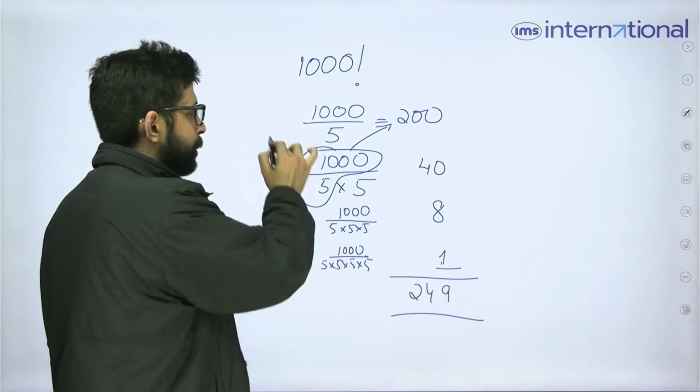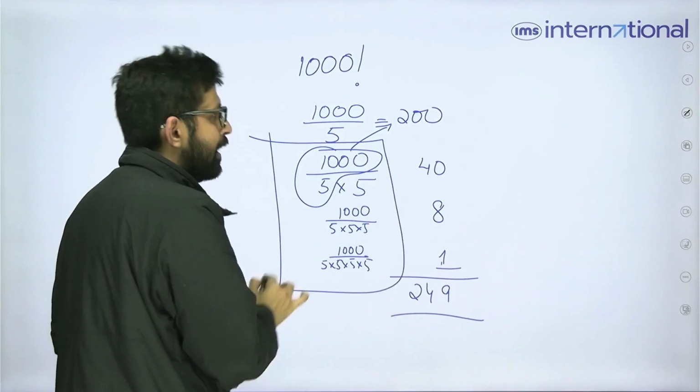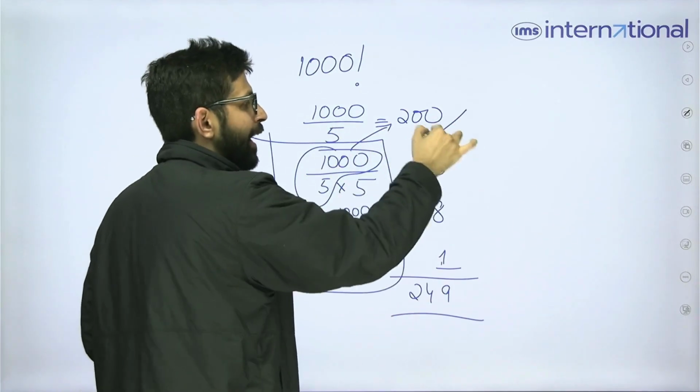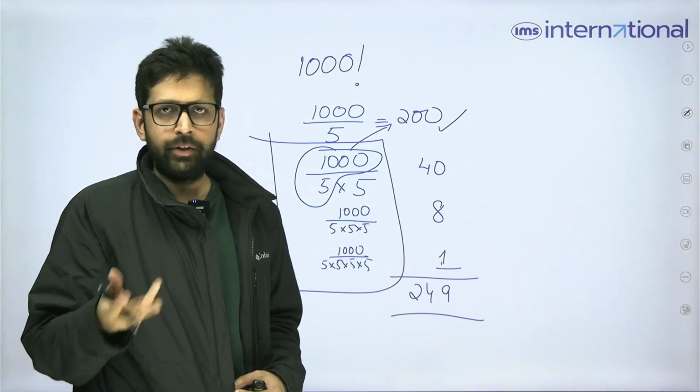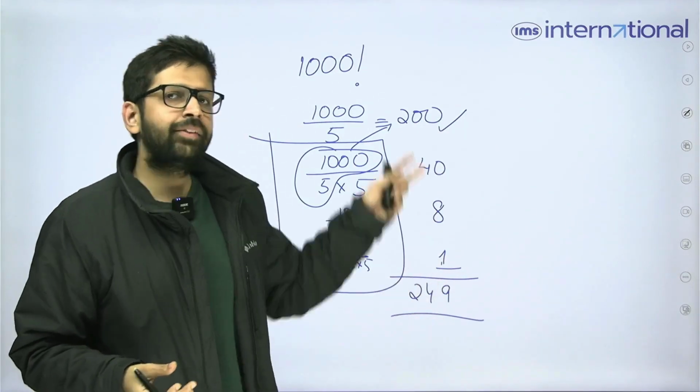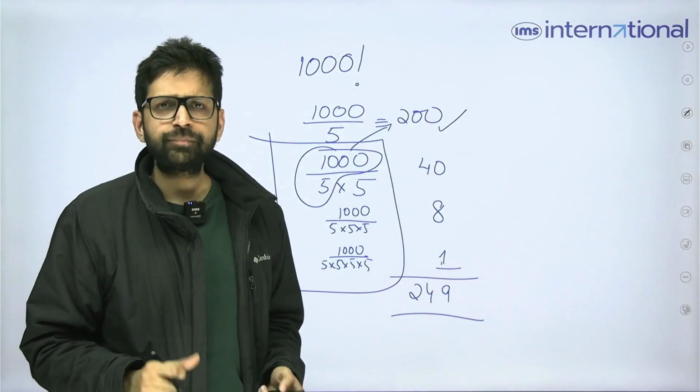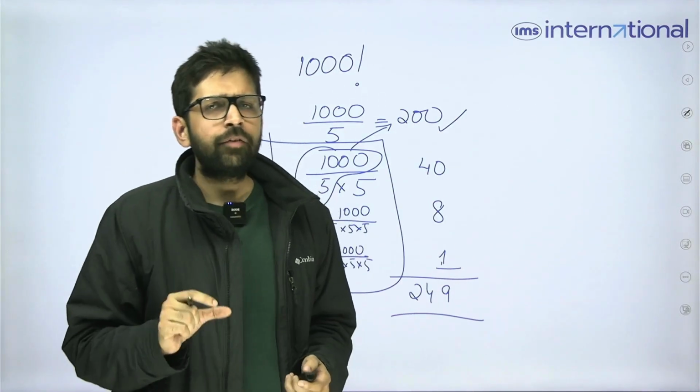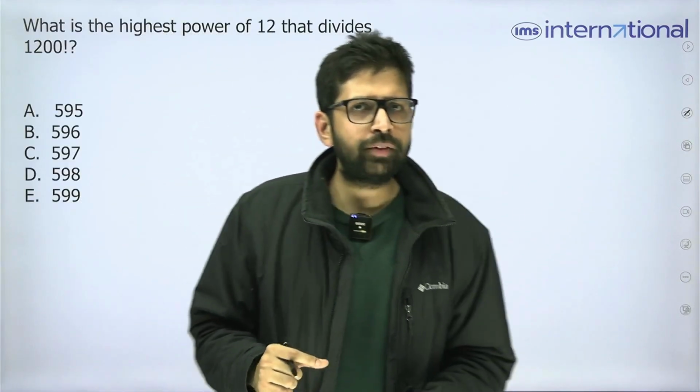And you should not be wasting your time in doing all of this. Just divide by 5 once and then keep on dividing by 5 till you get the answer as 0 towards the end, and then add all these answers. Now, that same logic we would be using in the question that was asked to us.